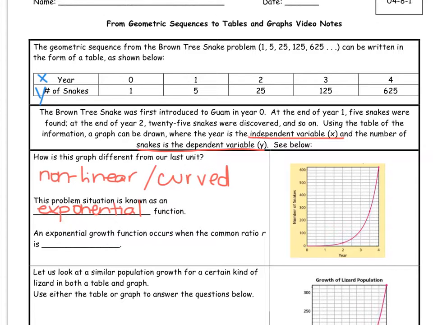So this particular function is a growth function, which means the tree snake population is getting bigger. And with a growth function, the common ratio is always bigger than 1. Because if the common ratio is 1, then nothing's changing, and if the common ratio is between 0 and 1, then that means that the snake population will be getting smaller. But today we're going to focus on growth functions or increasing sequences.